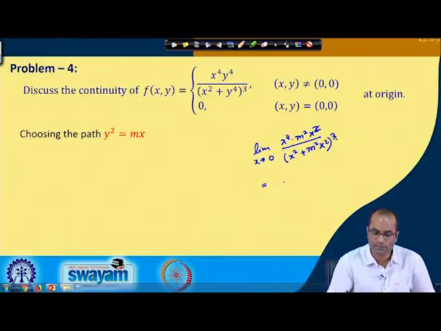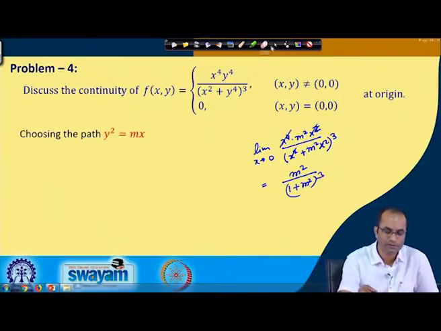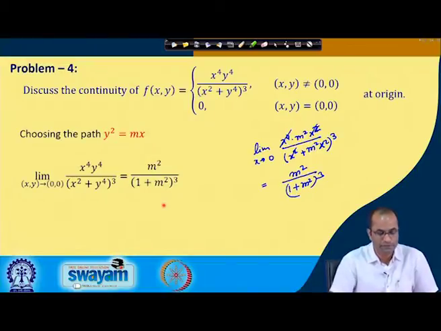From here also x square and then power 3, so x power 6. This will be cancelled, and then we will get the limit m square over (1 plus m square) cube, as given here. Again we see that if we choose this path, then the limit depends on the path. For different values of m, we will get a different value of this limit, and therefore this limit does not exist, and hence this function is not continuous.